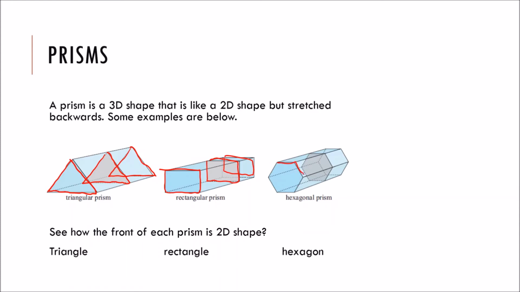I have a hexagon, 6 sides, right? I have another hexagon, and another one further back again. So see how the front of each prism is a 2D shape every single time, and it's the same shape the whole way back. That is what a prism is.